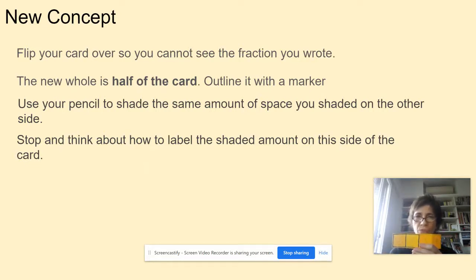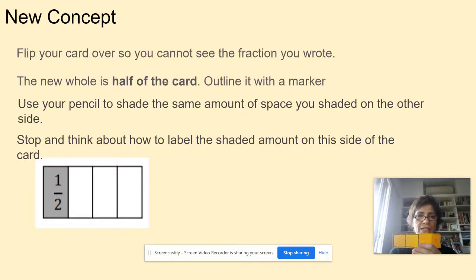If you said that you're going to label it 1/2, you're right. I'm not going to label it 1/4 because if this is my whole, the shaded part is now 1/2. So I'm going to go ahead and write 1/2. I think you can see it better on this model than on the one on the screen. Now this is my whole and the shaded part is 1/2.